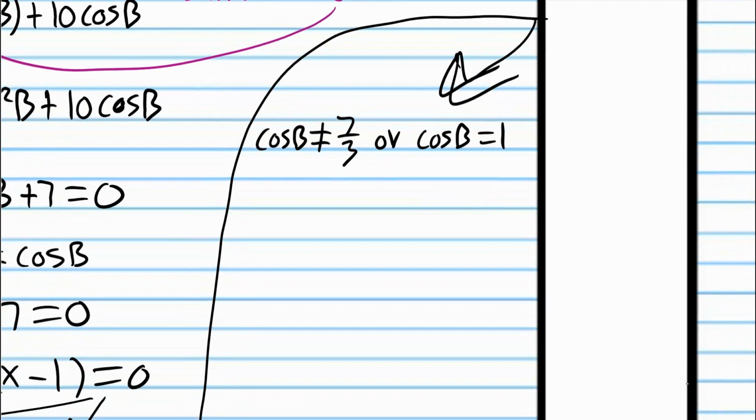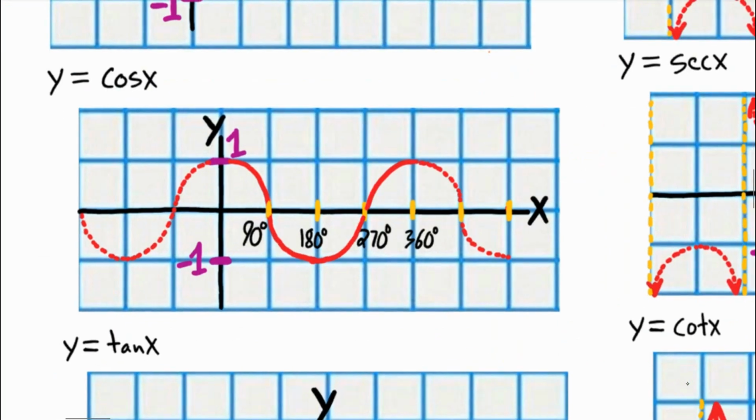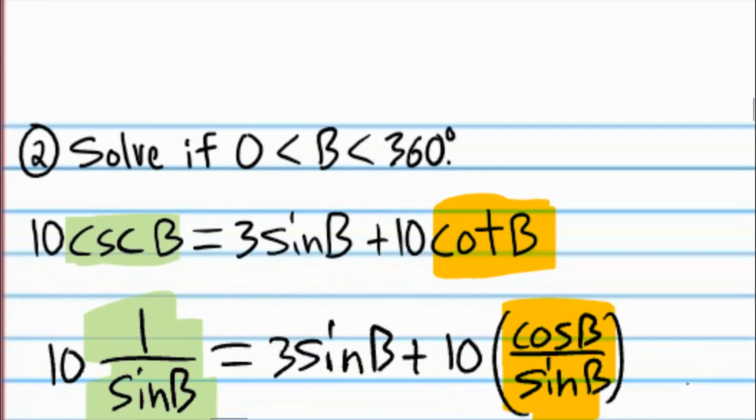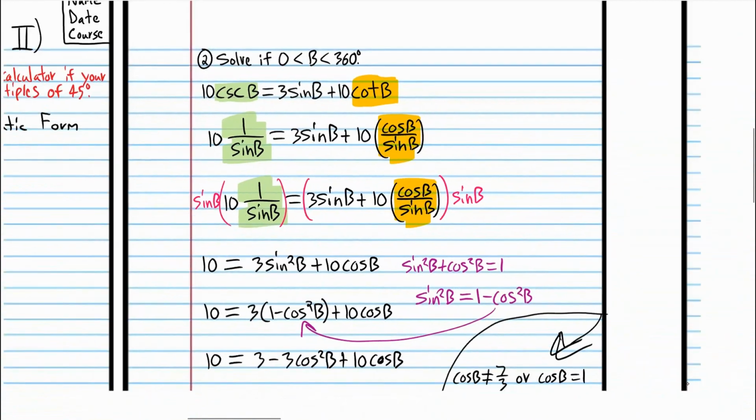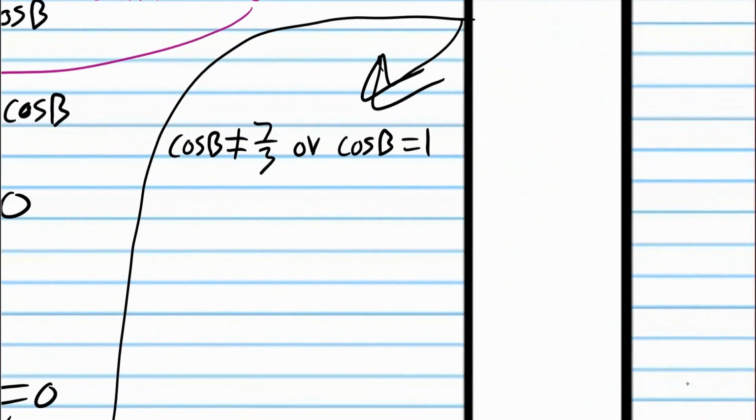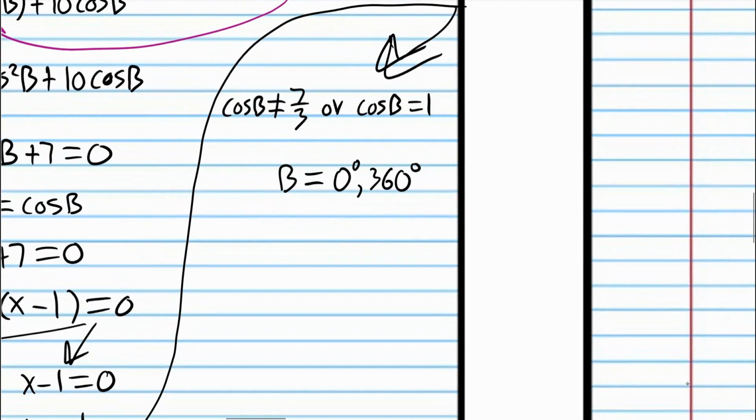But cosine can be 1. So let's look at the angle when cosine is 1. We have 0 and 360 degrees. But notice here that we're not allowing b to be 0 or 360, or at least we're not looking for the answers that are equal to 0 or 360. So b would be 0 degrees or 360, but we're not looking for those answers, so we can just say no solution.